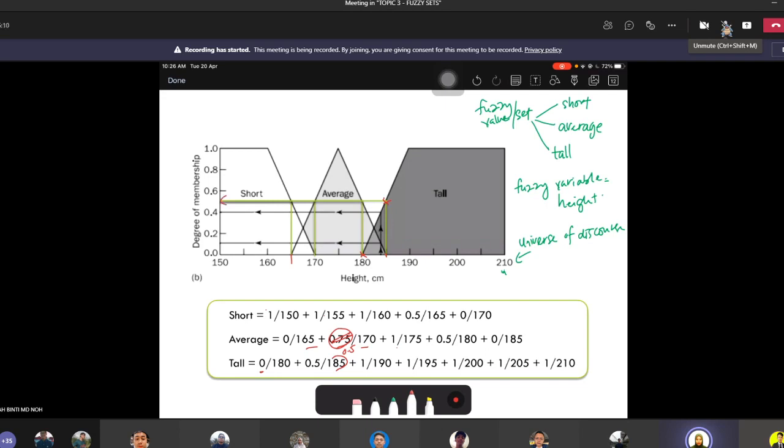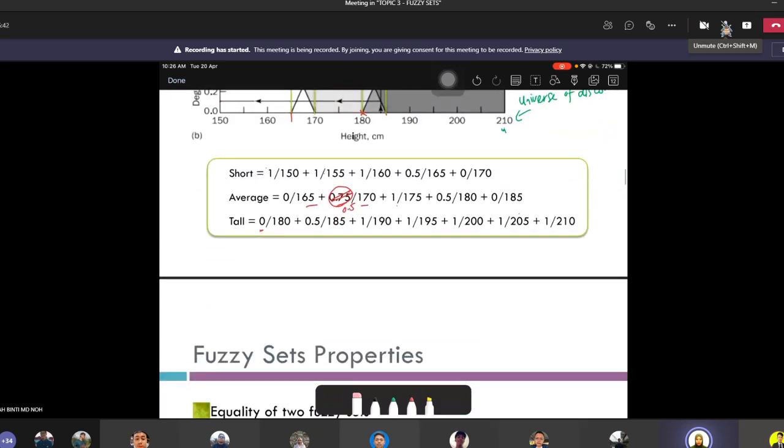Mana dapat dekat sini kan? 185, 0.5. 190. You tengok dekat atas. Dia kena dekat sini. So this is 1 dekat sini. Okay. 195, 200, 205 and 210. Semua ni sama garisan dia. Straight kat atas ni. Okay. So semua dapat 1. Clear? Any question? Alright. So kalau tak ada question, saya anggapkan ini memang dah faham dah. Tak ada masalah. So kita go to the next slide.